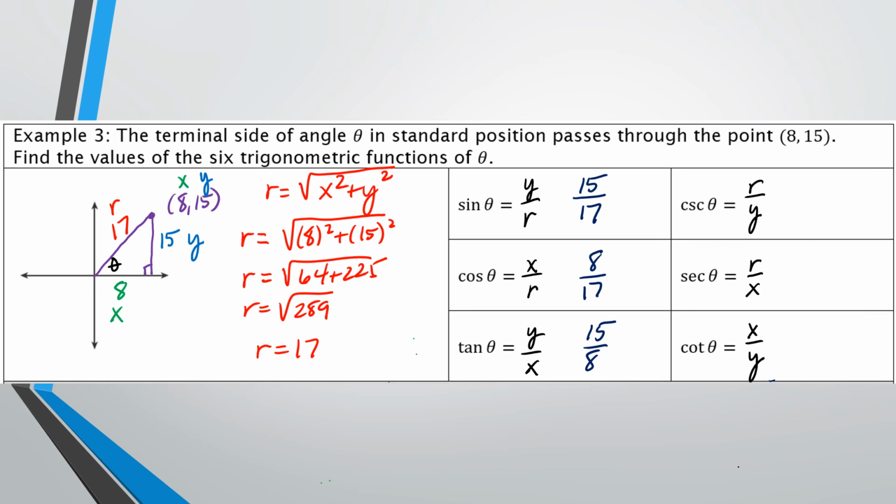Now again, once you've figured out the first 3, all we have to do is take them and switch them. So we don't even have to look back at the picture. Now I know that cosecant is going to be 17 over 15. Secant will be 17 over 8, and cotangent will be 8 over 15.